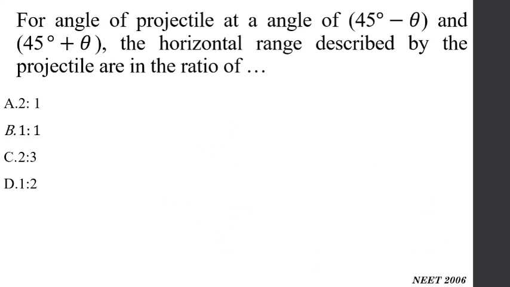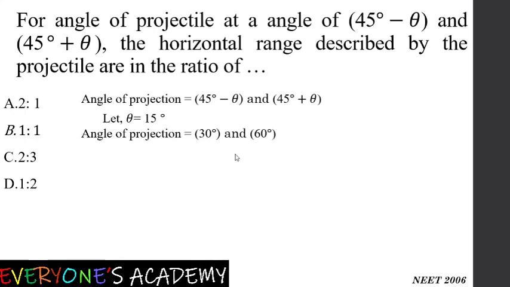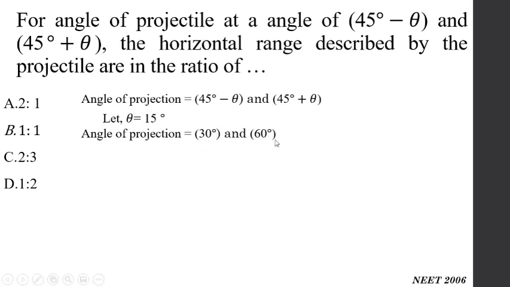Next problem. For a projectile at an angle of 45 degree minus theta and 45 degree plus theta. That means here two different projection angles are given. Let us put theta equal to 15 degrees. So we will get two different angles of projection. One is 30 degrees and the other one will be 60 degrees. For two different angles, we will find two different ranges, and for these two ranges, we will take the ratio of the range so that you will get the correct option.